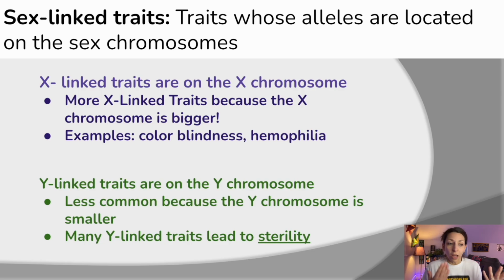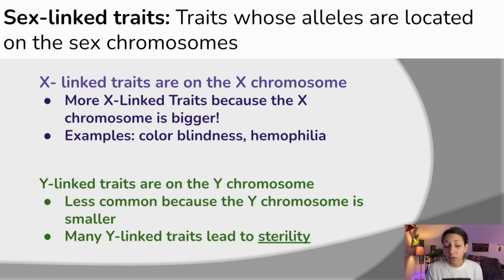If something is an X-linked trait, that means it appears on the X chromosome. Generally, there's going to be more X-linked traits that we'll talk about just because the X chromosome is much bigger and there's more space for traits. Colorblindness is a very common X-linked recessive trait, as is hemophilia. That is also X-linked recessive.